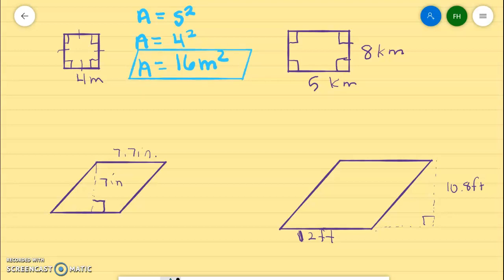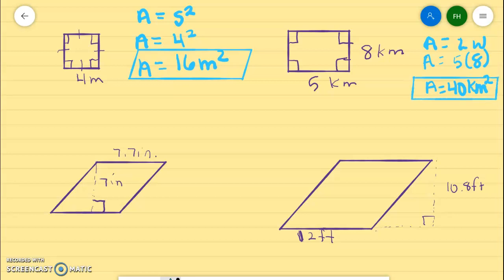For a rectangle, it can't be side squared because the sides are not the same, because you have 2 lengths and you have 2 widths, but you're not going to use 2 times L plus W. That is your perimeter. For the area of a rectangle, you use length times width. So 5 times 8, which is 40. Don't forget to use square units in your answer.